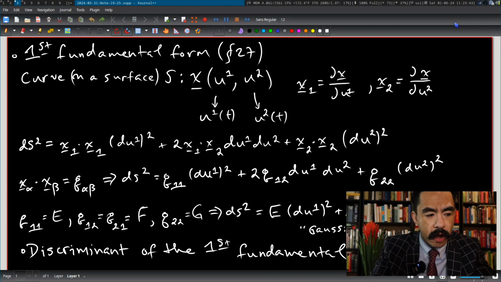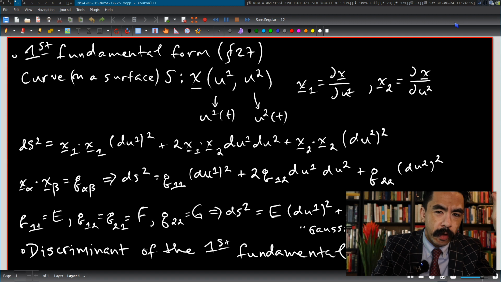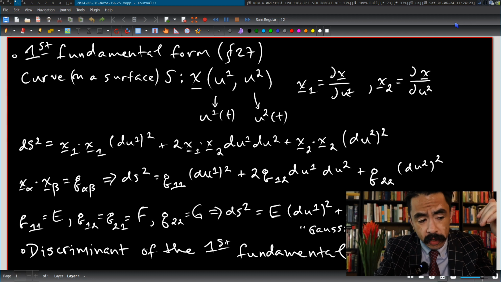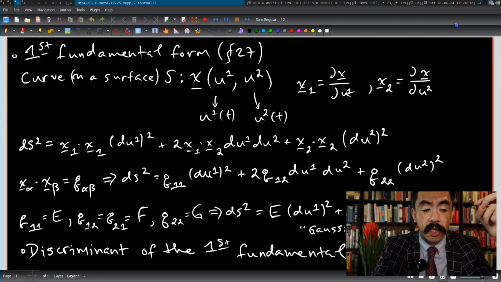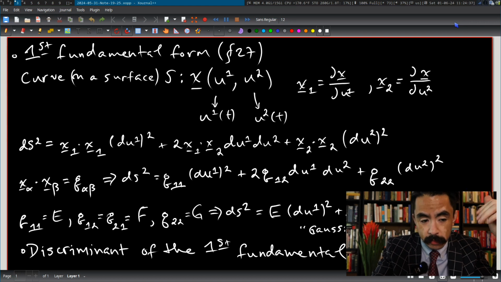So we have ds squared equal to the dot product of x1 with x1 times du1 squared plus 2 times the dot product of x1 with x2 times du1 times du2 plus the dot product of x2 with itself times du2 squared. Similarly, when we introduce the notation where the dot product of x sub alpha and x sub beta is represented as g sub alpha beta, this leads to a representation of the first fundamental form as g11 du1 squared plus 2 g12 du1 du2 plus g22 du2 squared.